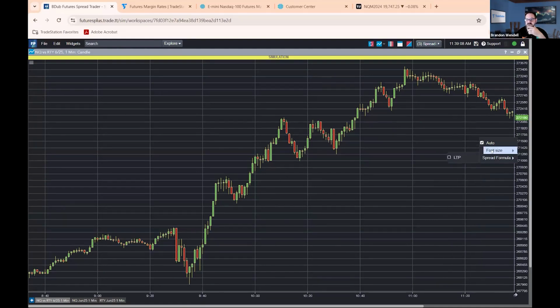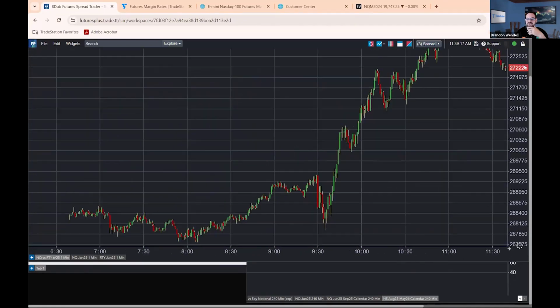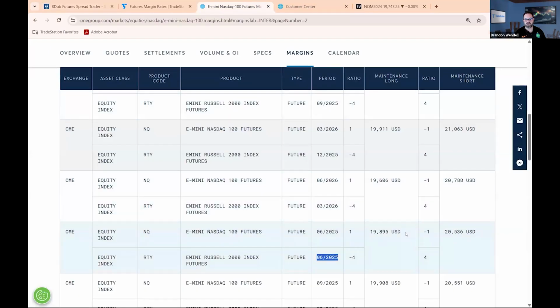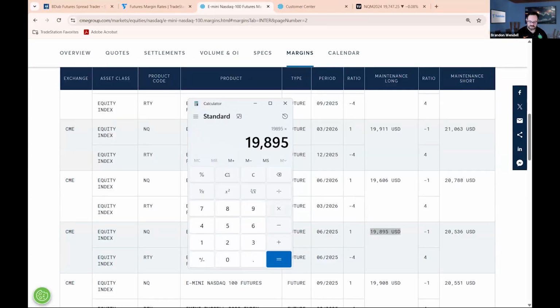Font size, come on, much easier here. This is the actual spread chart for the NASDAQ versus Russell 4-to-1 ratio. So if I trade this, I'm basically buying one NASDAQ and shorting 4 Russell, or I'm shorting one NASDAQ and buying 4 Russell contracts. That's the correct ratio to do this. And you saw the margins as well. I can either build the margin myself, or right here, it shows me the maintenance is 19,895. Once again, I can multiply that by 1.1. The initial margin is $21,000 to trade 5 contracts of futures. That's still cheaper than trading the NASDAQ by itself.